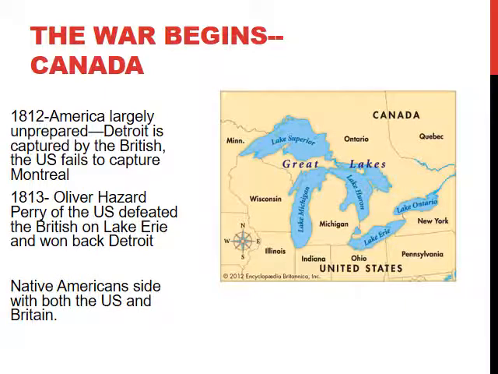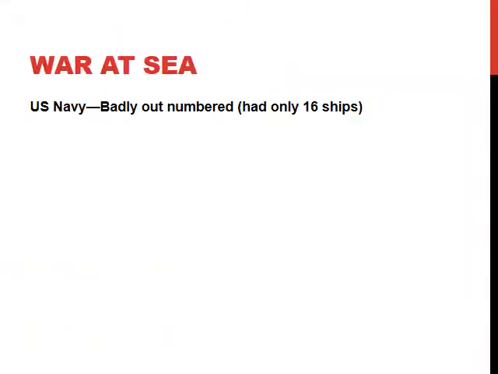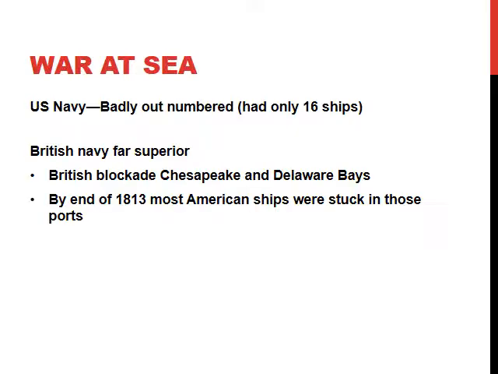The Native Americans at this time both sided with the United States and the British. This war was fought on land as well as at sea. The U.S. Navy was badly outnumbered, and it only had about 16 ships due to the decrease by Thomas Jefferson. The British Navy was far superior and the largest navy in the world at this time. The British were successful at blockading the Chesapeake and Delaware Bays, and by the end of 1813, most American ships were stuck in those ports, even our trading vessels.